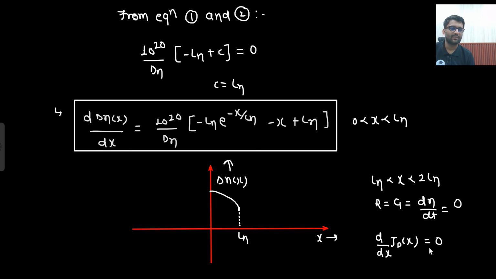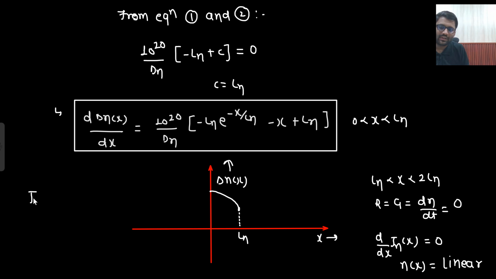And what does that mean? What is jnx, not jpx, sorry, jnx? How did this come? Because of the continuity equation. Now the differentiation of jnx is equal to 0. What does that mean? That means the nx profile will be linear. This I have already proved.